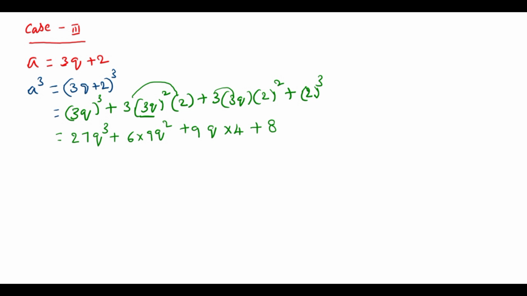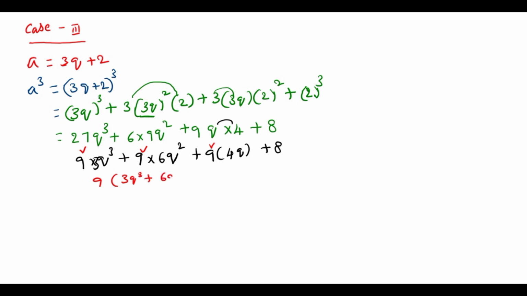27 means we write 9 into q cube, 9 into 3q cube. 9 3s are 27, and this is 9 into, you can write 6q square here, and this is 9 into 4 into q, means we write 4q, 9 into 4q plus 8. So if I take 9 common here, then what we get here: 9 into 3q cube plus 6q square plus 4q plus 8.